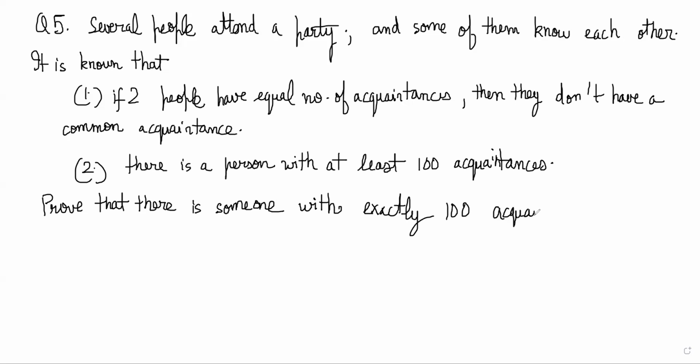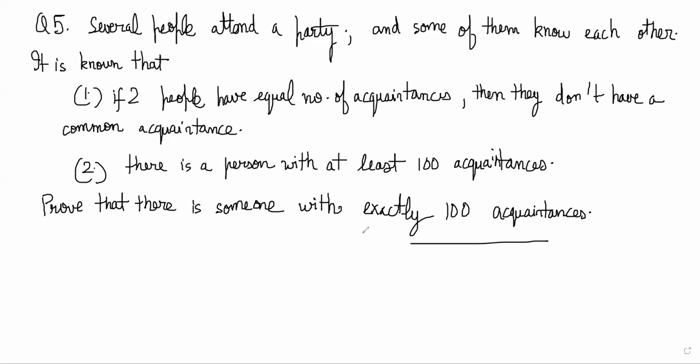So again, the question is a little tricky. We are given information that some people attend a party, some of them know each other. If two people have equal number of acquaintances, then they don't have any common acquaintance. And there is a person with at least 100 acquaintances. So that person can have 100 or more than 100 acquaintances. We have to prove that there is someone with exactly 100 acquaintances.